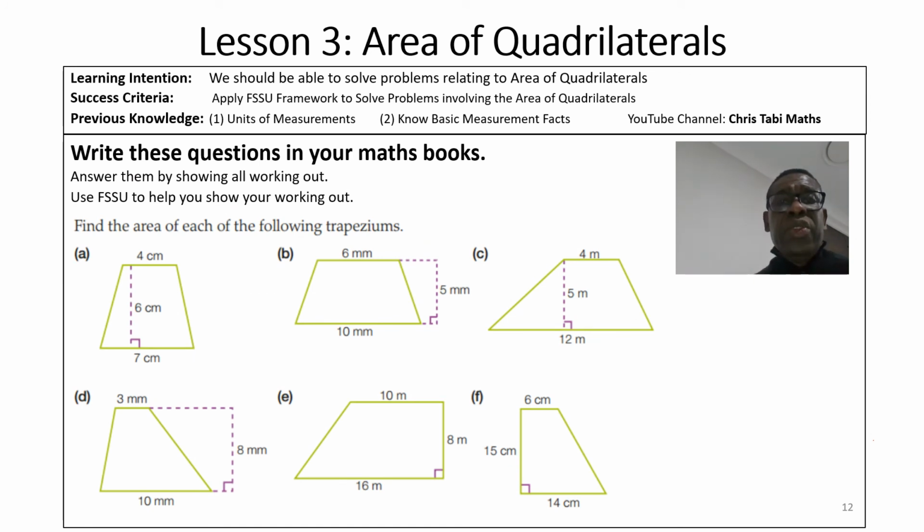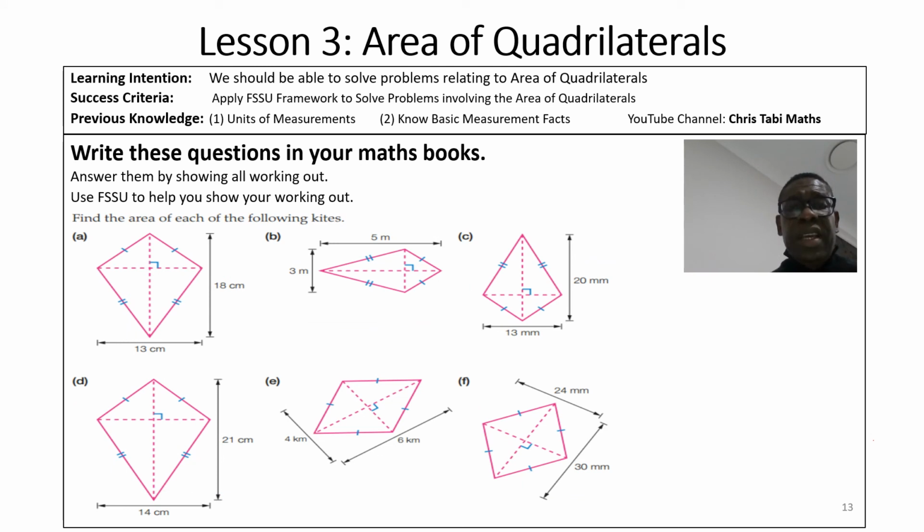Now, what I want you to do is to pause here. Write these questions in your math books. Draw the diagrams, please. Show all your working out using FSSU. So you write the formula, then do the substitutions, simplify using your calculator, and then write your answer plus unit, the required unit. Okay.